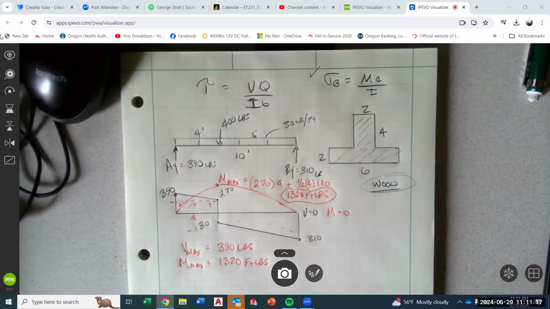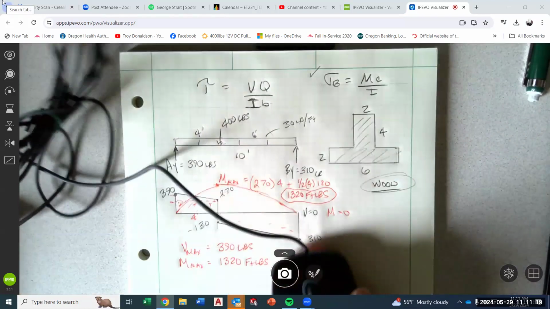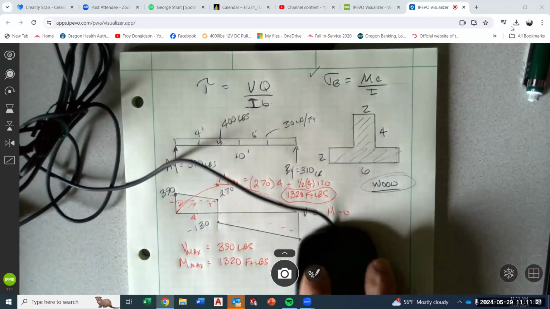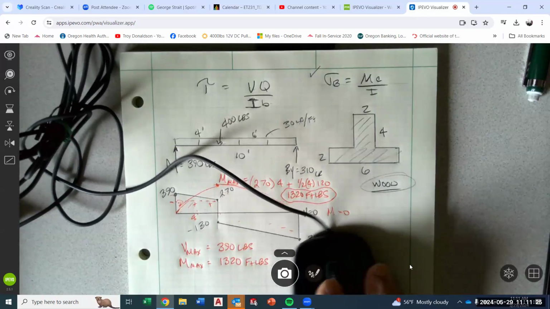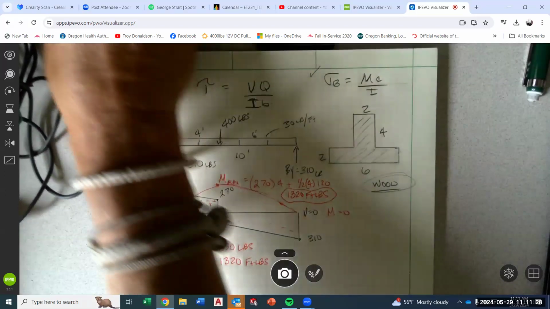All right. I don't know if I can get rid of this stuff right here. Nope, can't. So we'll just try to be more careful that it doesn't get in the way.